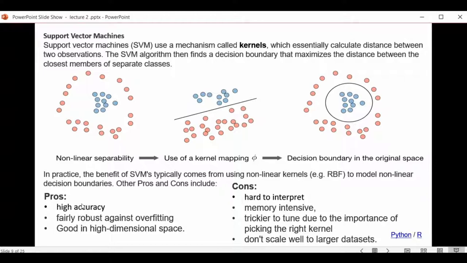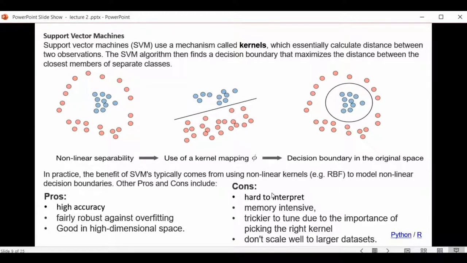So the pros of SVMs is that they're very accurate and fairly robust to overfitting. They're good in high dimensional spaces. SVMs were all the rage when I started my own masters in machine learning in 2015. But then deep learning came about, and these were kind of left in its dust. So they're kind of used for smaller problems, compared to neural networks and deep learning.